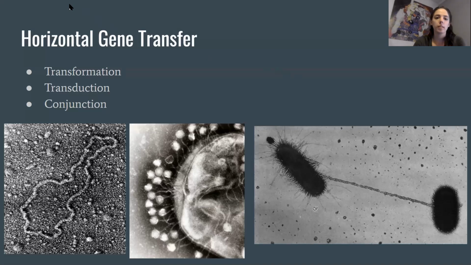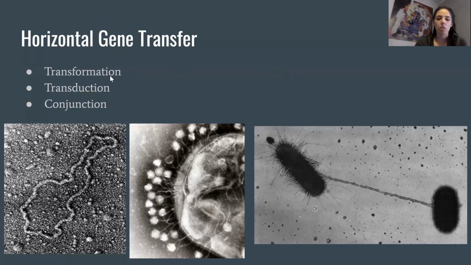Okay, so to get started on the lecture material for Module 6, we're going to talk about some horizontal gene transfer. So horizontal gene transfer is the ability bacteria have to accept foreign DNA, or DNA that is not their own, during their life cycle. So we have 3 different forms of this.